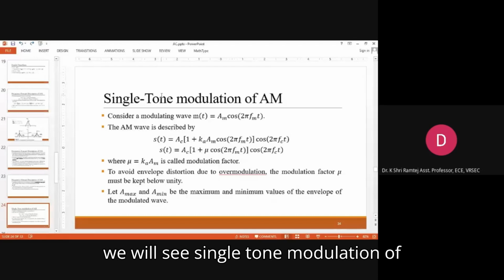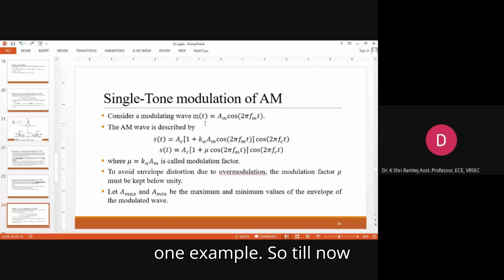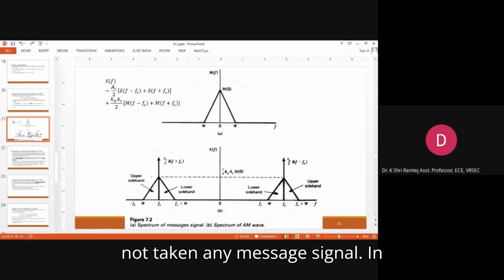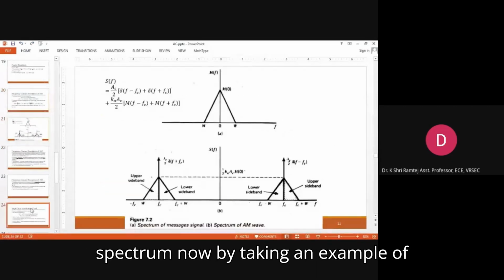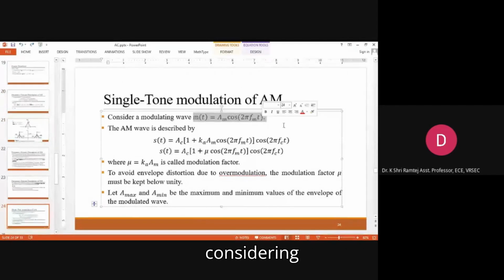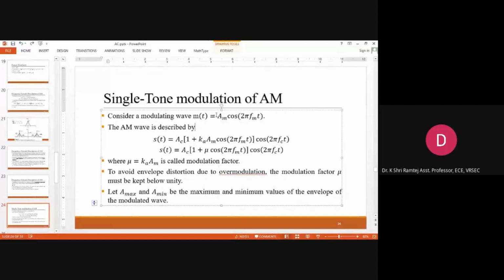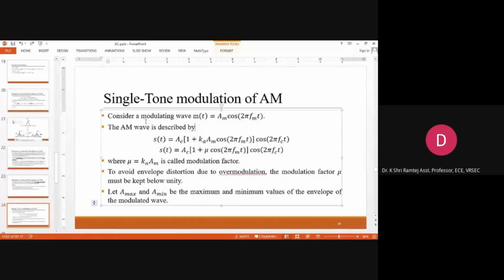So now we will see single tone modulation of AM. Here we are considering one example. Till now we have not taken any message signal; in general, we have discussed the frequency spectrum. Now, by taking an example of a single sinusoid, we consider the modulating wave as Am cos 2 pi fm t. It is called single tone modulation because it has only a single frequency component.